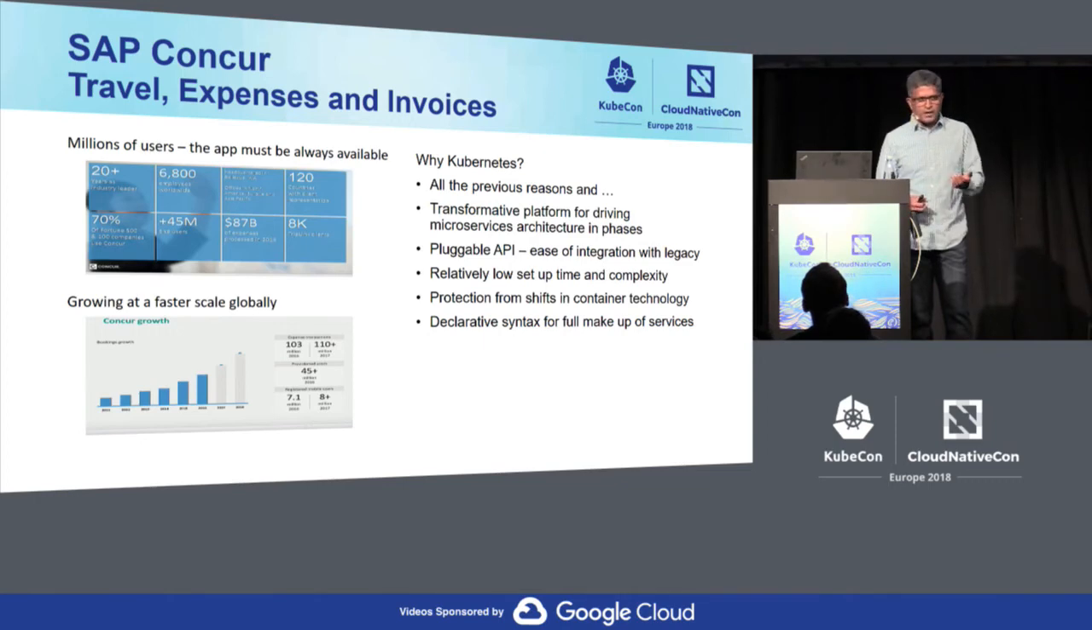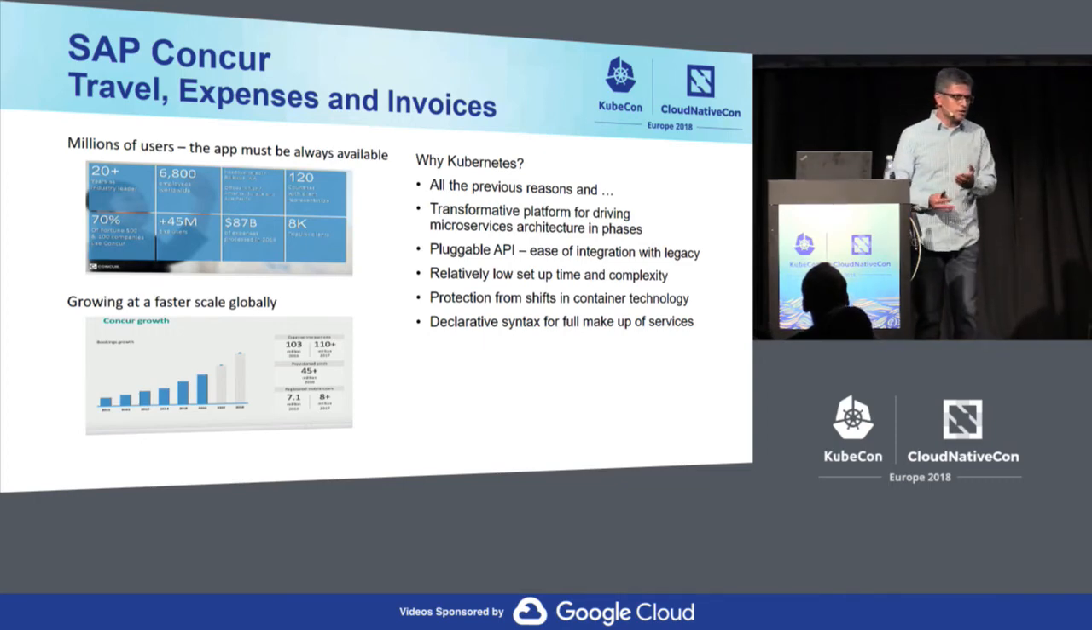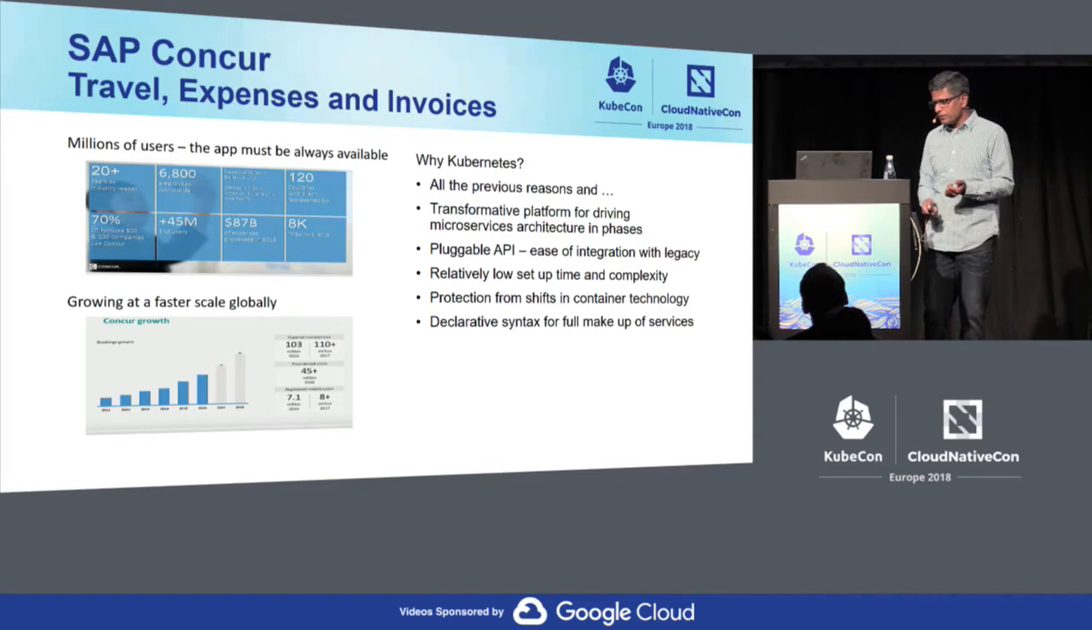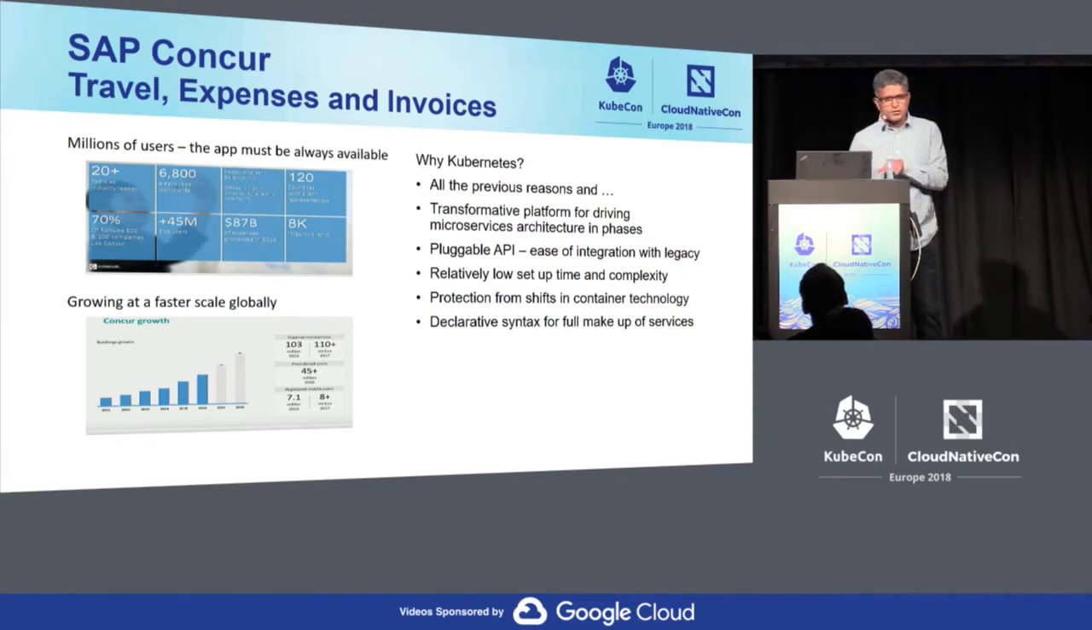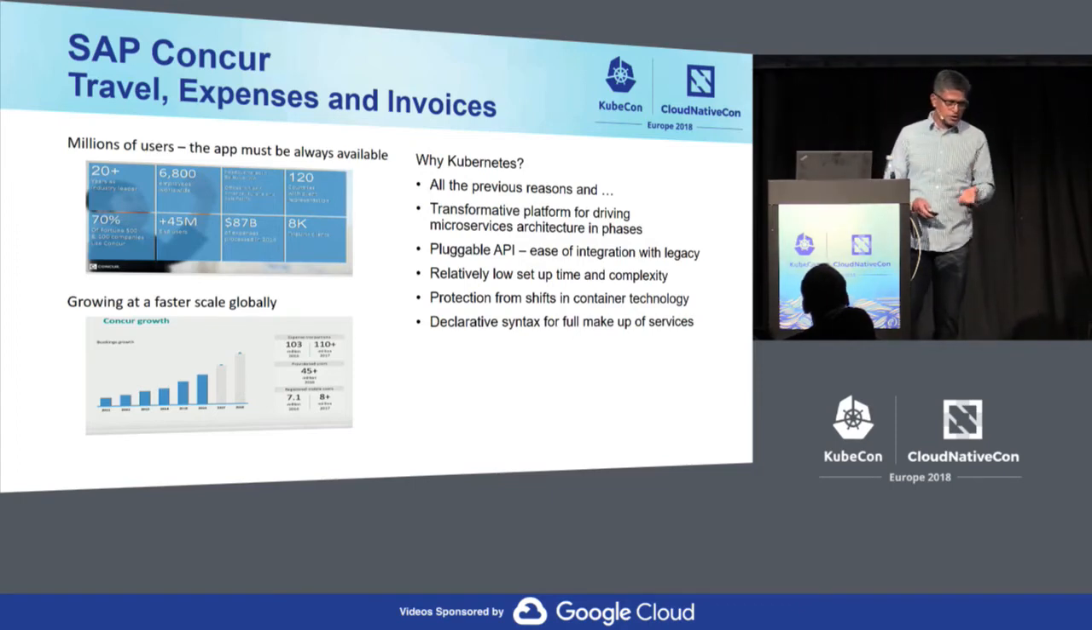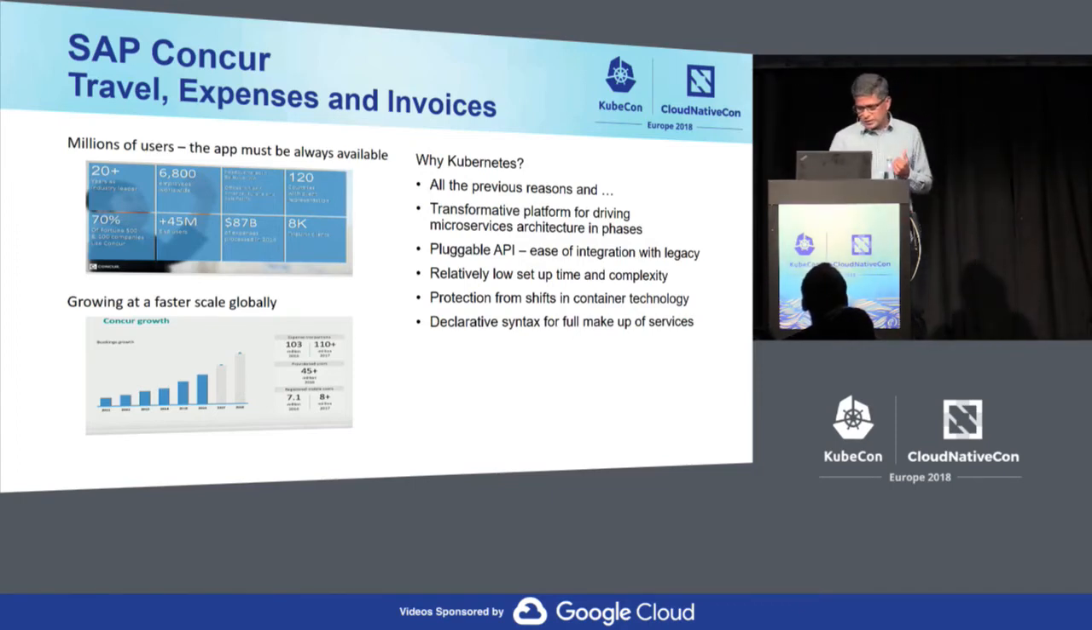So options for a platform that would allow the transformation in a phased manner. For that, they found the extensibility of Kubernetes to be extremely powerful. We have already been using Kubernetes. If you were in the keynote today, there was a slide on end users using Kubernetes in production today. This was one of the solutions.